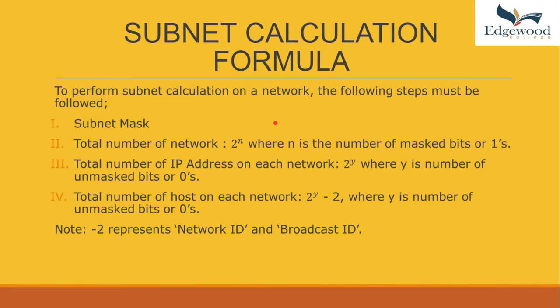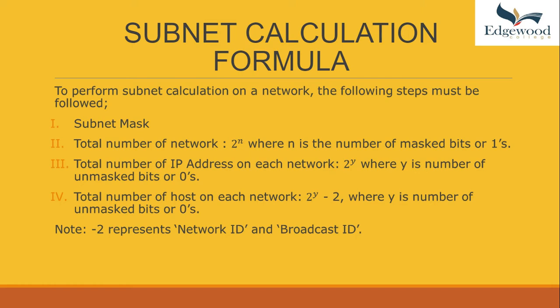Again, if we are going to calculate our subnet mask, we should be able to know these formulas. These formulas are important. So these are the things we need to find if we are performing calculations in subnetting. We'll be finding the subnet mask. We'll find the total number of networks, which is 2 raised to power n, where n is the number of mask bits. Or should I say ones? Do you get it now?